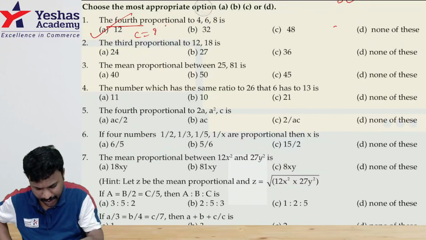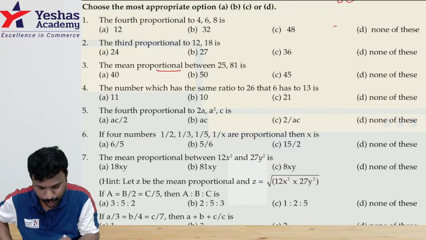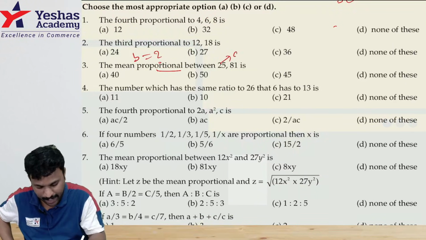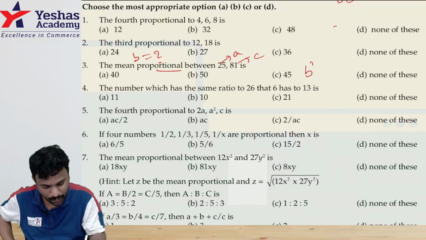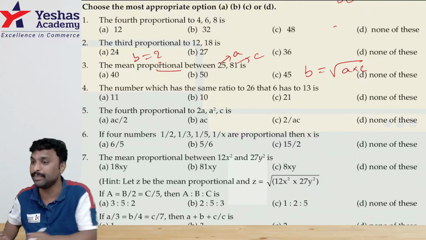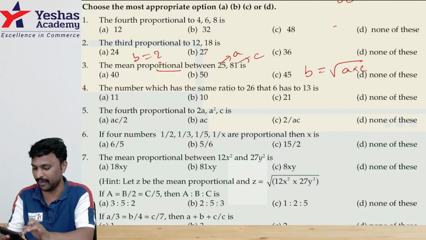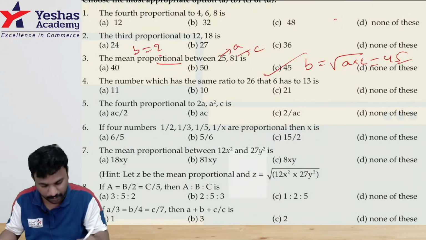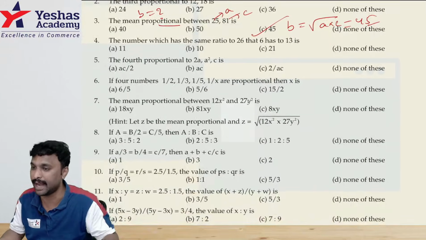Guys, moving on to the next question, question number 3, the mean proportional. What do you mean by mean proportional? B value. That means the given two values are A and C. Guys, B square is equal to AC means B is equal to root of A into C. Agree? So now do A into C, that is 25 into 81, press equal, then press the root. It is 45. So mean proportional is 45. Option C is the right answer.